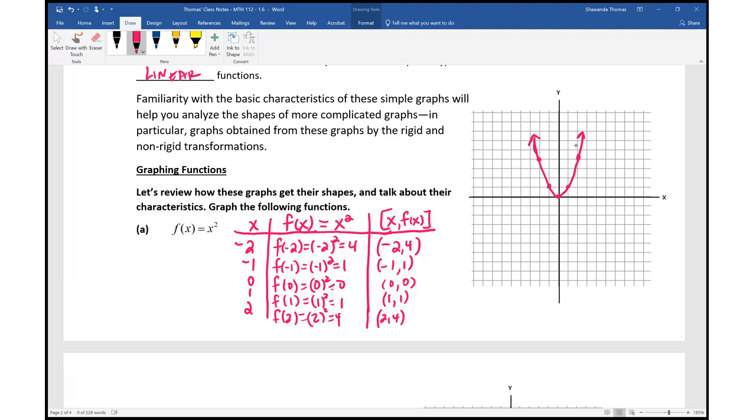Is this an even or odd function based on the information you've learned so far? Several ways you can do it. Since we graphed it, we can see that this function is symmetric with respect to the y-axis. Therefore, it is an even function, right? So we can fold this function across the y-axis evenly. So this is an even function.